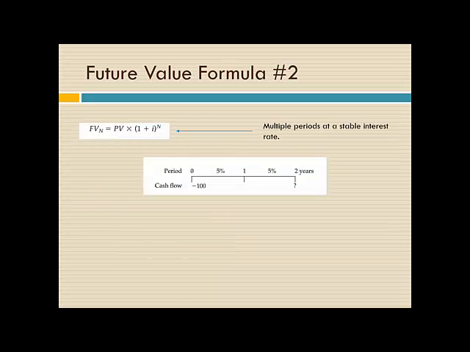Okay, so in the next one, this is the formula that I just told you about that you use when you have multiple periods at a stable interest rate. What I mean by a stable interest rate is that this interest rate stays consistent every year. Again, we're looking for our present value, which in this timeline is still $100. Our interest rate is stable, 5% here and 5% here. The only thing that's different is that we have an N here. Because we are going for 2 periods, our N is equal to 2.